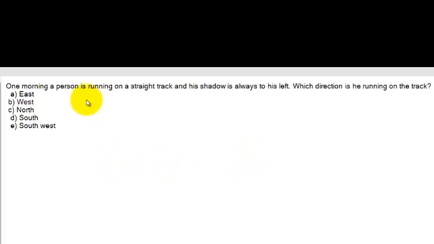So it is important to understand in the morning in which direction the sun is. In the morning, the sun is in the east. Right? So let's solve it technically.